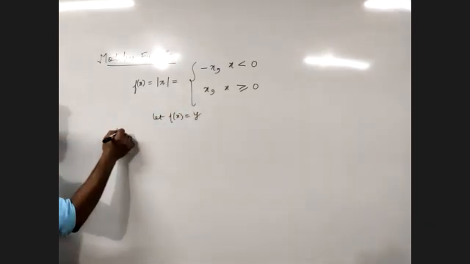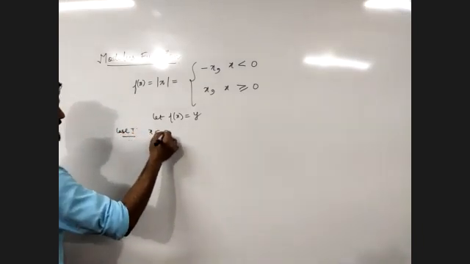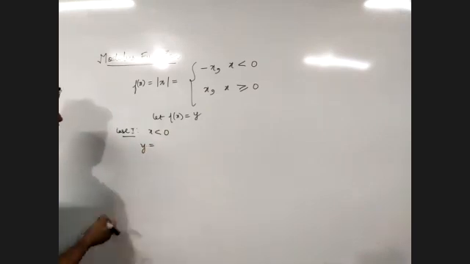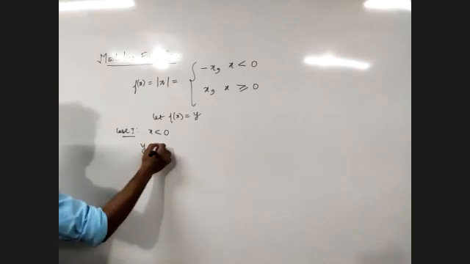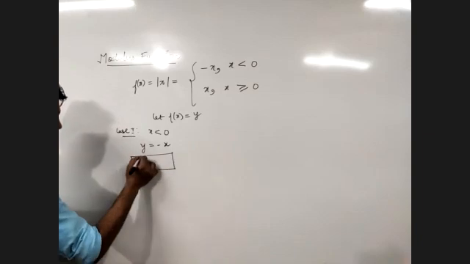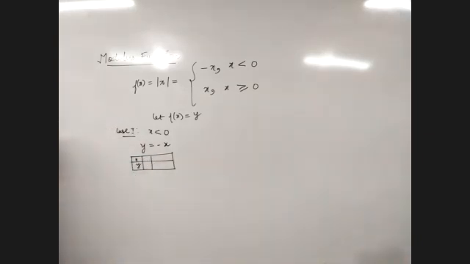In case 1, let's take only those values for which x is less than 0. Now, if x is less than 0, what will be the value of y? Minus x or plus x? This will be equal to minus x. Now, if we give different values to x, we'll get different values of y. Now, what should we write in place of x?